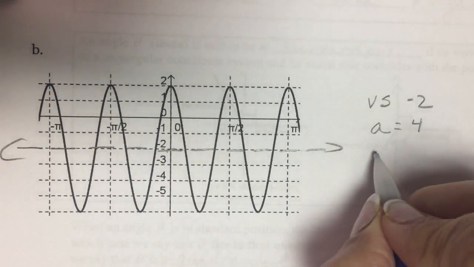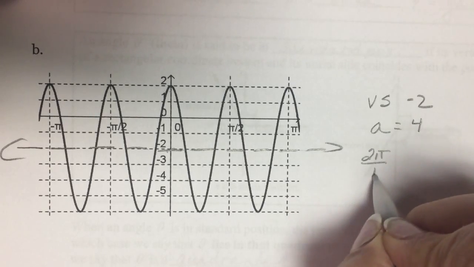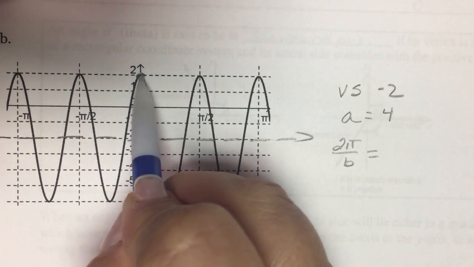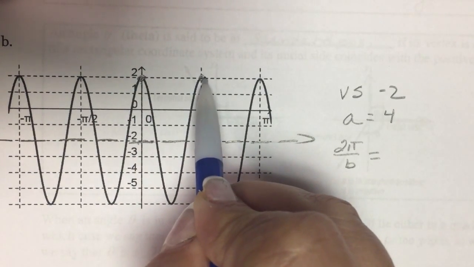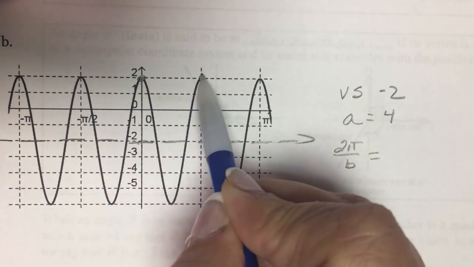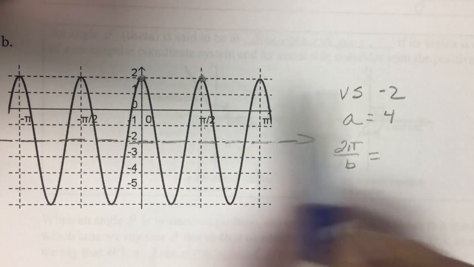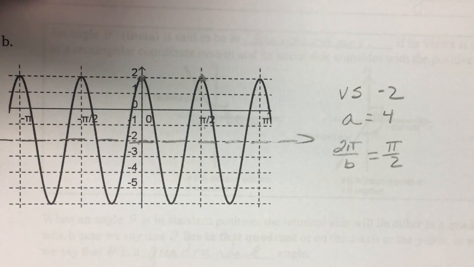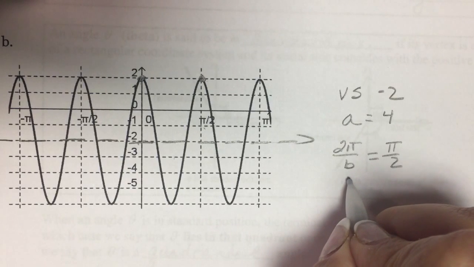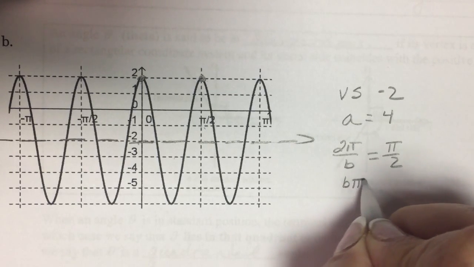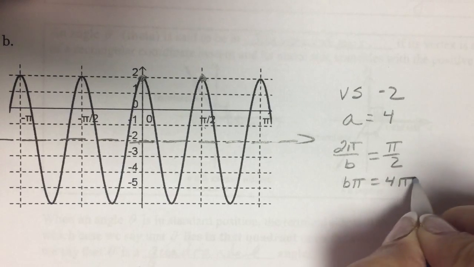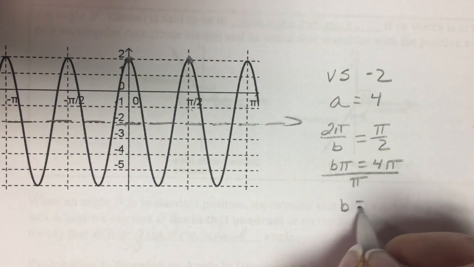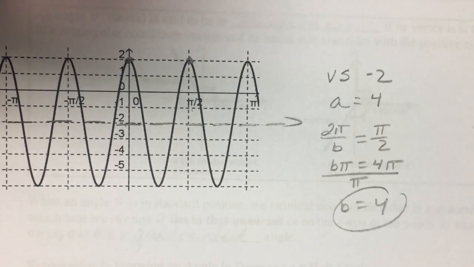And then if I want to find my b, I'm going to take 2 pi over b and set it equal to, so okay, if I go from here, here's where it begins to repeat, so what's the distance from here to here? That's pi over 2. So 2 pi over b equals pi over 2. If I go ahead and cross multiply, b times pi equals 4 pi. If I divide by pi to solve for b, my b is going to equal 4. So now I have everything I need.